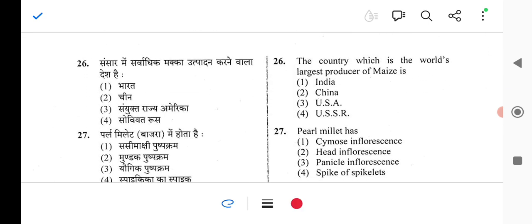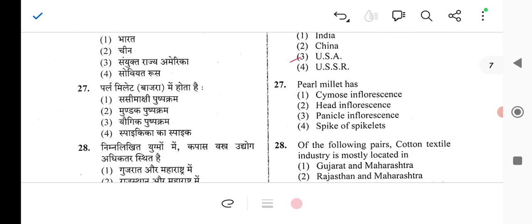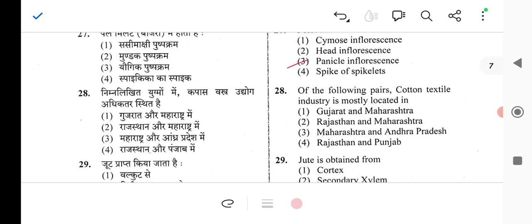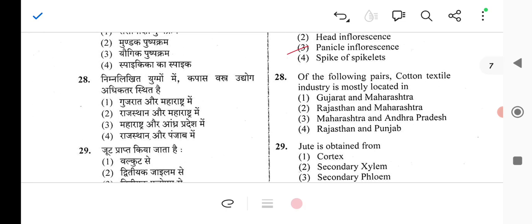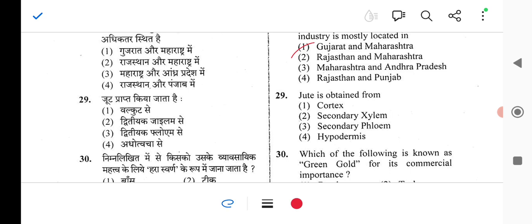Next is the country which is the world's largest producer of maize. It is USA. Next is pearl millet has panicle inflorescence. Next is out of the following pairs, cotton textile industry is mostly located in. It is mostly located in Gujarat and Maharashtra. Next is jute is obtained from secondary phloem.